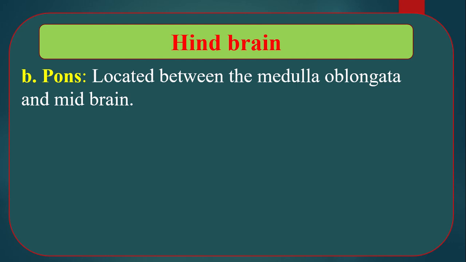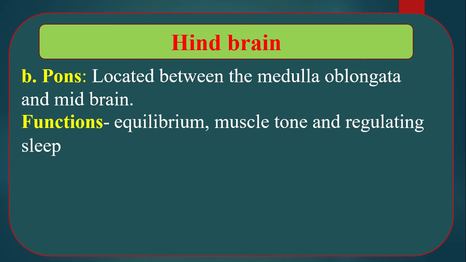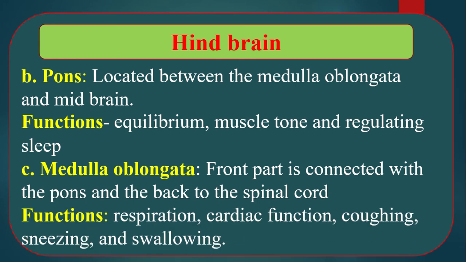Hindbrain. Number 2, pons, located between the medulla oblongata and midbrain. Functions: equilibrium, muscle tone and regulating sleep. Number 3, medulla oblongata. The front part is connected with the pons and the back to the spinal cord. Functions: respiration, cardiac function, coughing, sneezing, and swallowing.